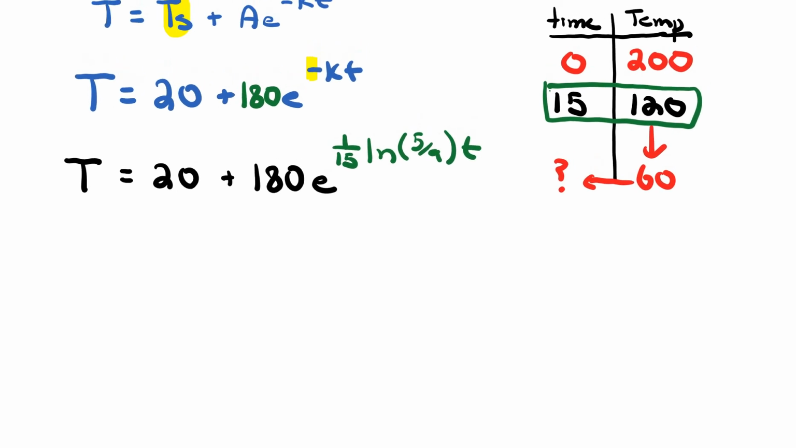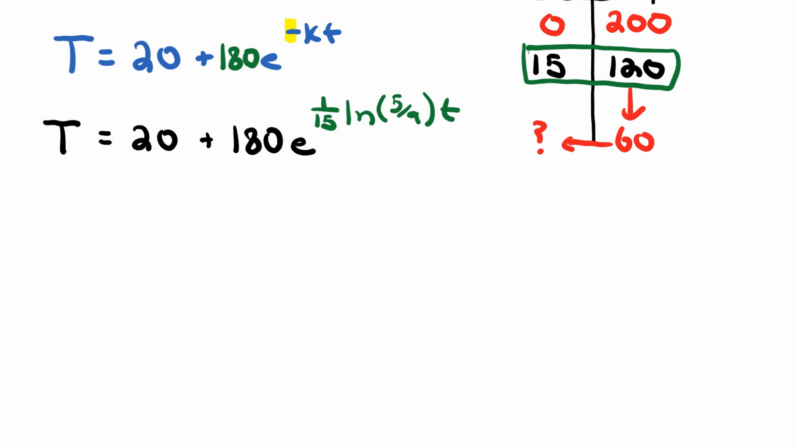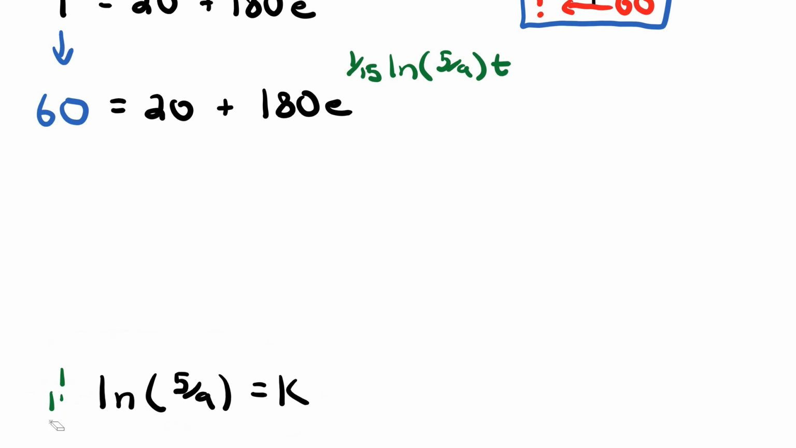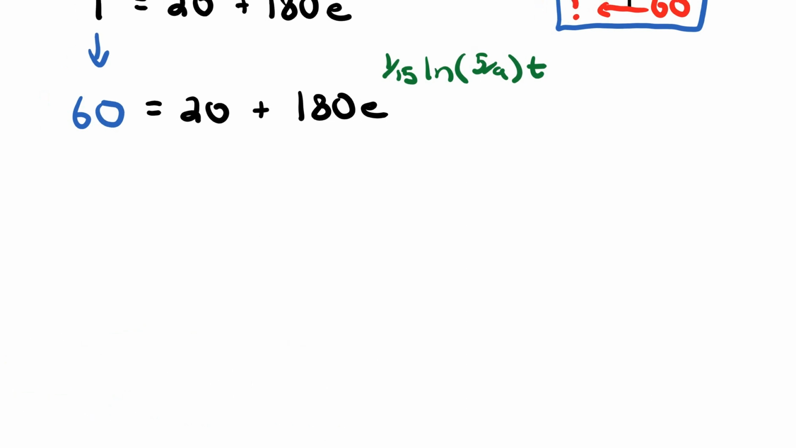Okay, so now we're going to continue solving the problem, and the last piece of the problem is: how long will it take for the temperature to get to 60 degrees? So this capital T now becomes a 60. This becomes 20 plus 180 e to the power of 1 over 15 times ln of 5 over 9 times t. Then I'm going to spend the rest of the time solving this algebraic problem, so let me erase all this so it's neat and tidy.